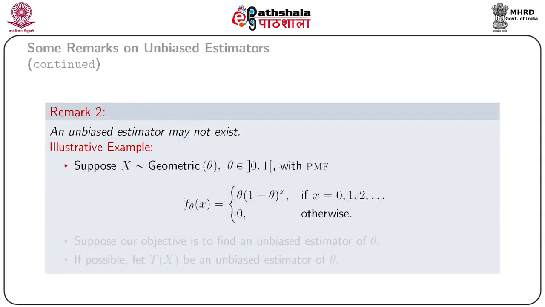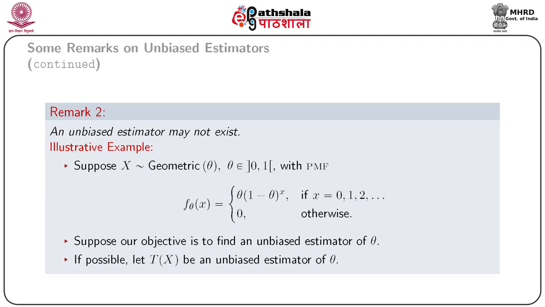The second drawback of the unbiased estimator is that an unbiased estimator may not exist in all cases. Let us consider the following example. Let X be a random variable with PMF f(x) equals (1 minus θ) to the power x into θ, where x equals 0, 1, 2 up to infinity and 0 less than θ less than 1. Suppose our objective is to find an unbiased estimator of θ. If possible, suppose T(X) is an unbiased estimator of θ.